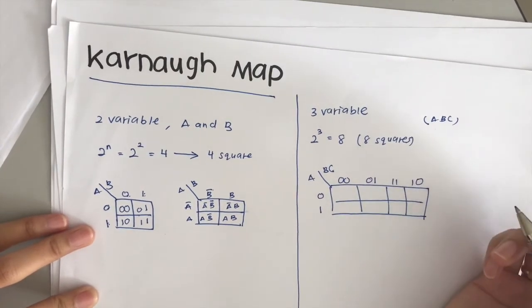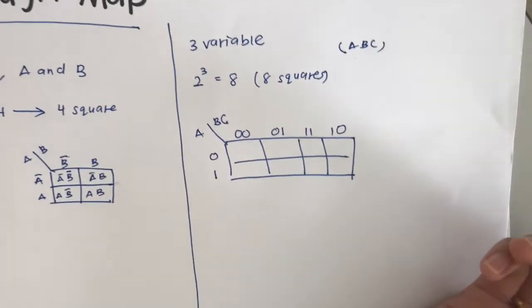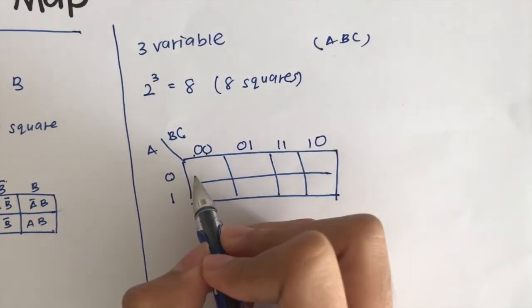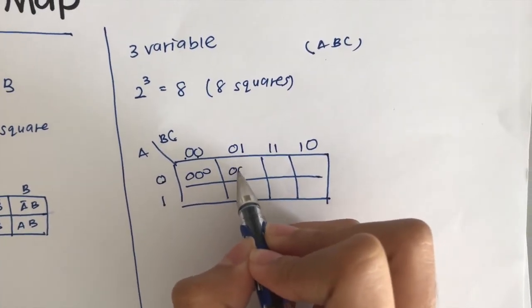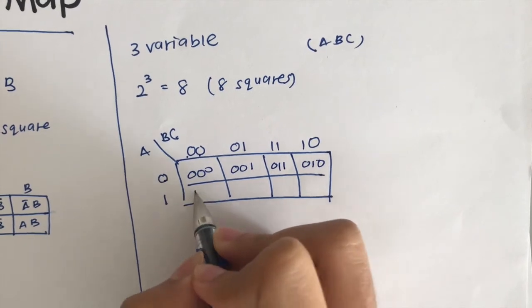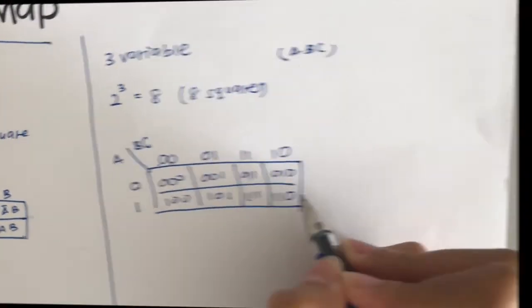1, 0. Okay, why 1, 1 first before 1, 0? Don't ask why, we should put 1, 1 first, then 1, 0. It is the formula. So it will be 0, 0, 0, 0, 0, 1, 0, 1, 1, 0, 1, 0. This 1, 0, 0, 1, 0, 1, 1, 1, 1, and 1, 1, 0.